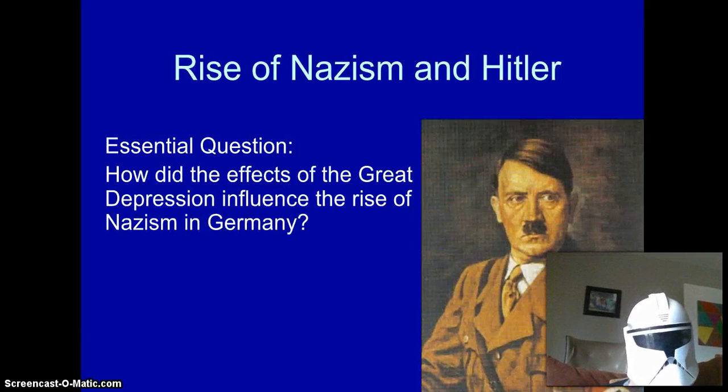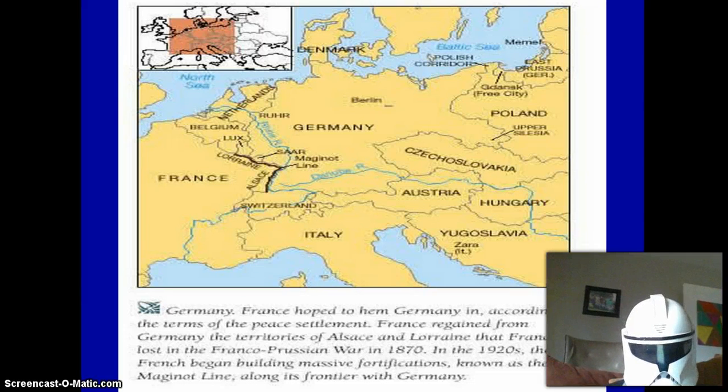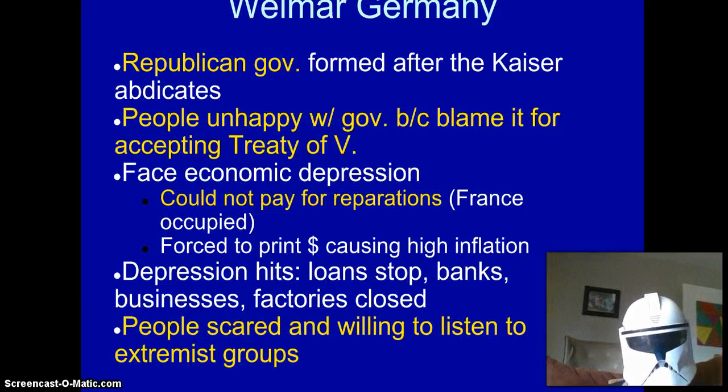And Hitler's going to come around, and Hitler's going to look at it and say, how do the effects of the Great Depression influence the rise of Nazism in Germany? We all know that Germany has already got the short end of the situation with the Treaty of Versailles. So Hitler's going to come around and start playing on people's fears, and that sliver of truth that Germany did not get treated the right way with the Treaty of Versailles. So things weren't exactly the best.